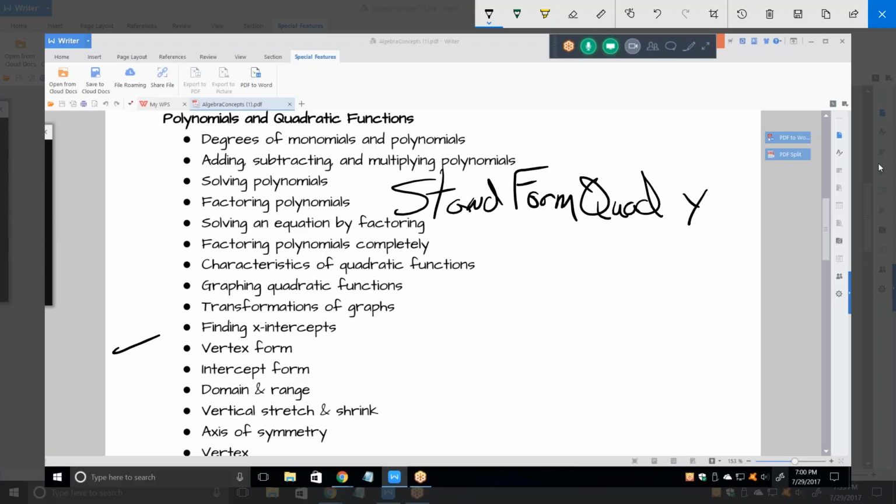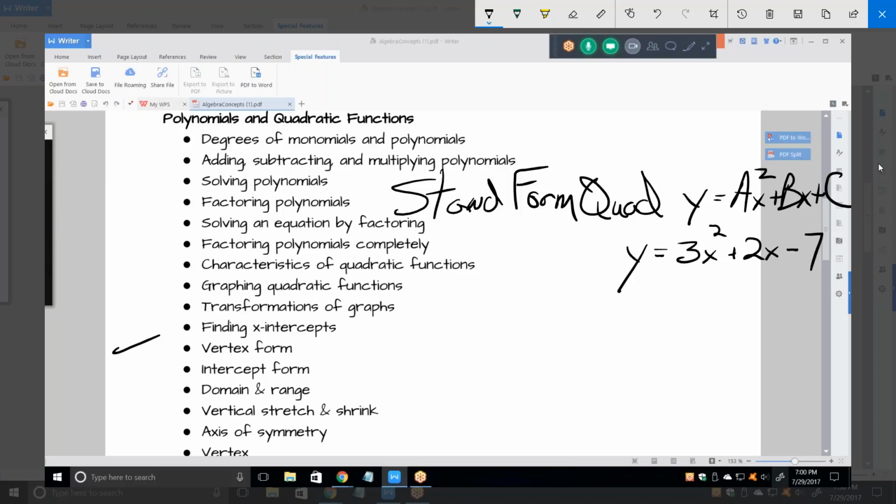is y equals ax squared plus bx plus c. Something like the following. Y equals 3x squared plus 2x minus 7. That would be a quadratic in standard format. Okay? Now, I know that's a parabola. It's just, I don't really know how to graph it very easily. I mean, I could do my XY table, but that's really a last resort method. You're better off figuring out how to graph these by a method other than an XY table.